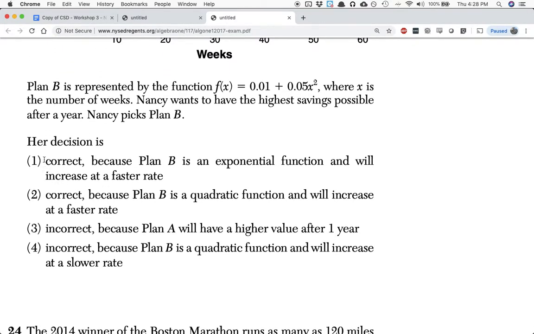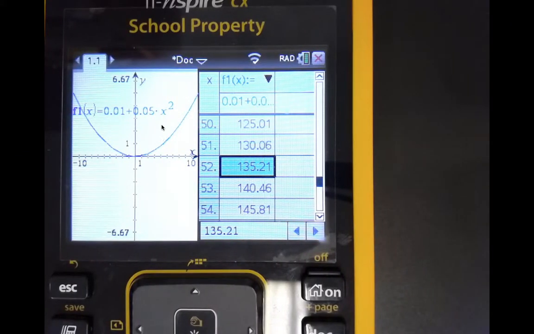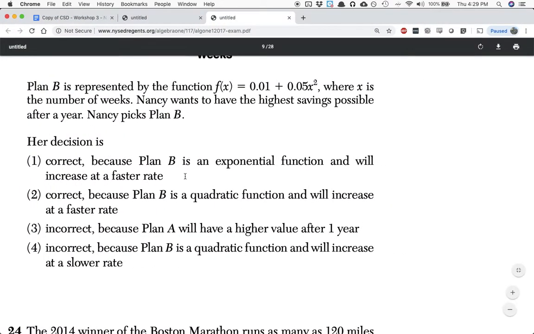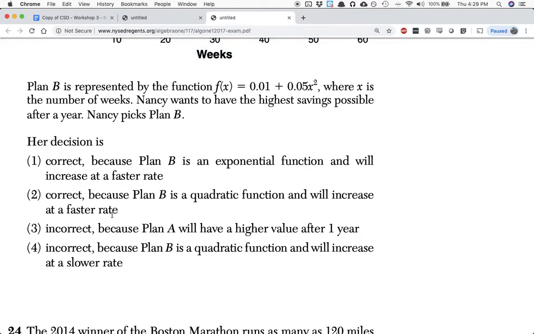It's better. So let's see. Her decision is correct that she chose Plan B. And that's because it's a quadratic function and will increase at a faster rate. Well, we did say before that B is a quadratic function. You see x squared is quadratic. That's got to make sense. It is answer choice 2.